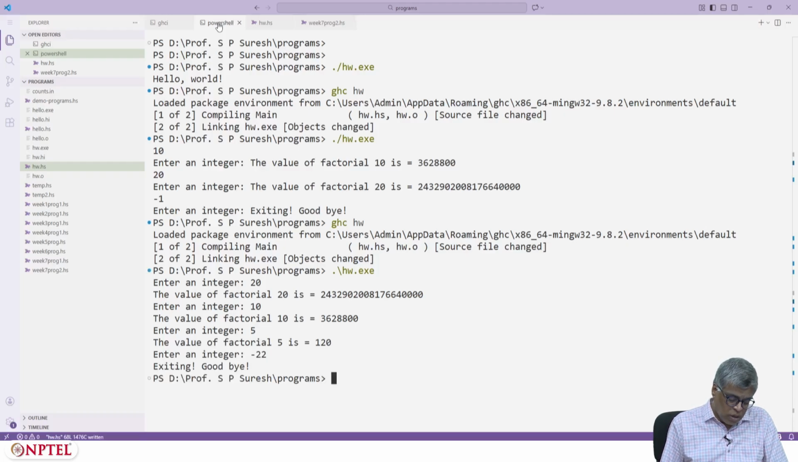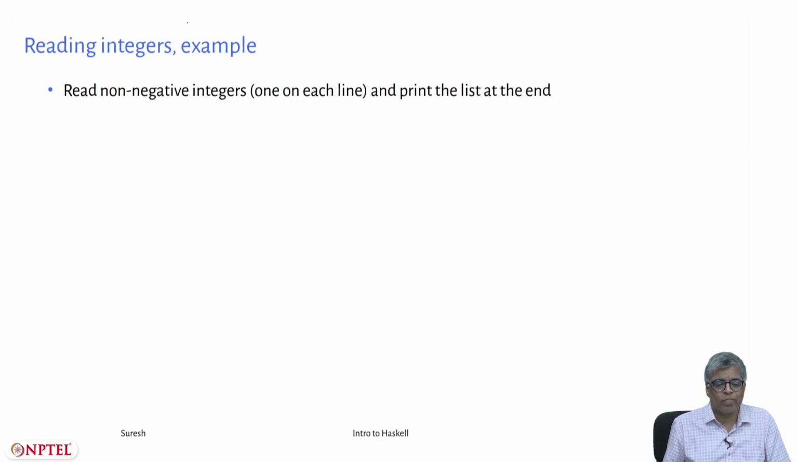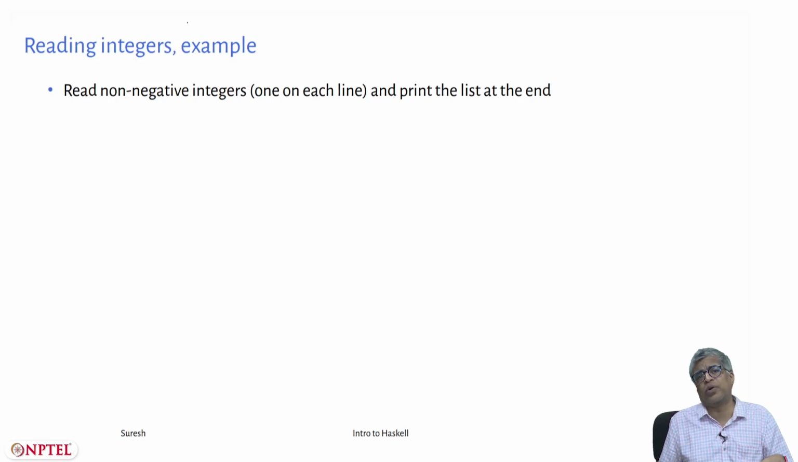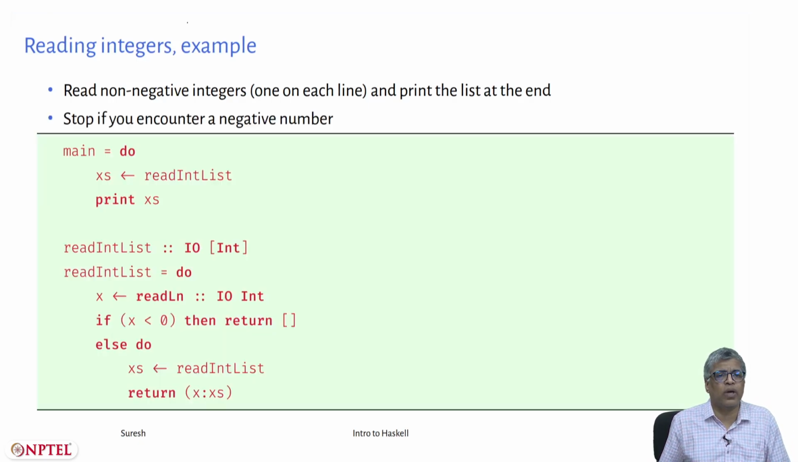So okay, we are learning more and more. Let's go back to the slides. We have seen this. Here is another example. I want to read non-negative integers, one on each line, and collect them together as a list, and I want to print the list at the end. Okay, so non-negative integers. So if I encounter a negative number, I will stop.